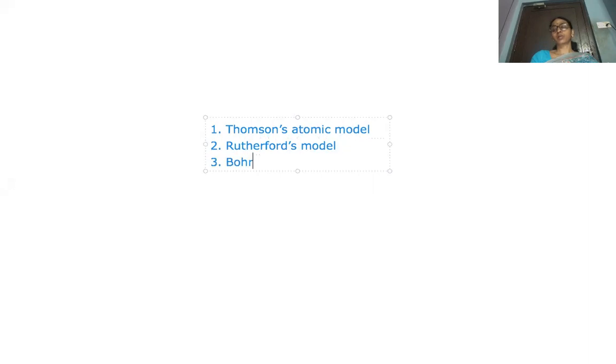Let's see what theories you have studied in your ninth standard, a quick recap of what you have learned. The first theory you studied was Thomson's atomic model. The other theory you came across was Rutherford's model of an atom. Then you came across Bohr's model of an atom.